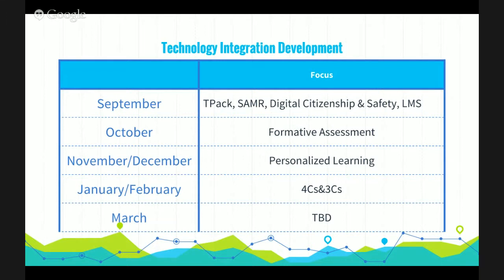January and February, we'll talk about the 4 C's and the 3 C's. And then in March, that's still to be determined. It depends on how far we get with our teachers, and hopefully we'll be able to add a few things more there. But we've just stopped with the planning because what we have in front of us is quite heavy, and it's going to take some time to make sure that our teachers really master this content.